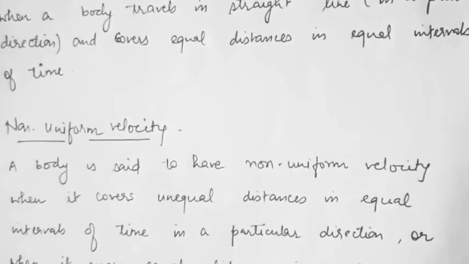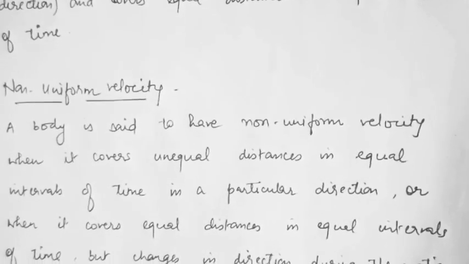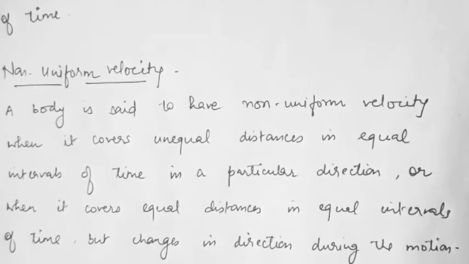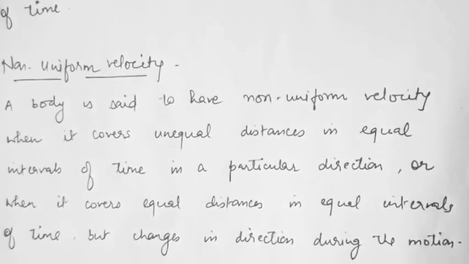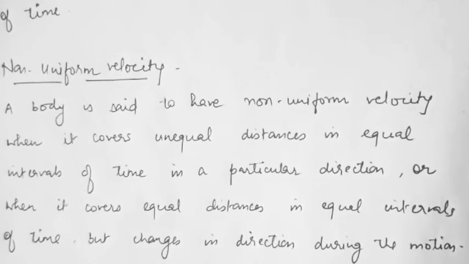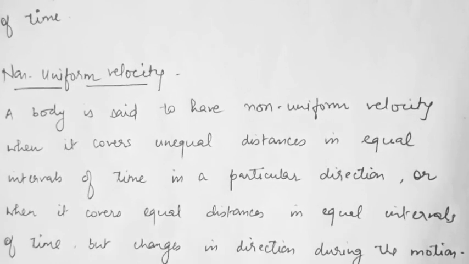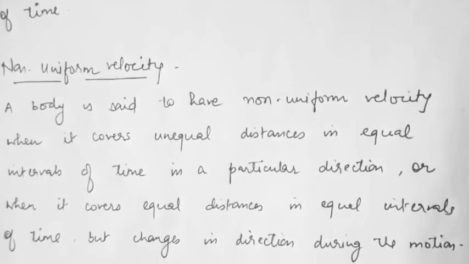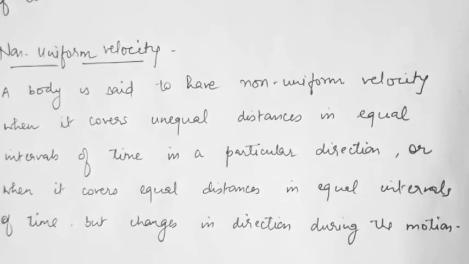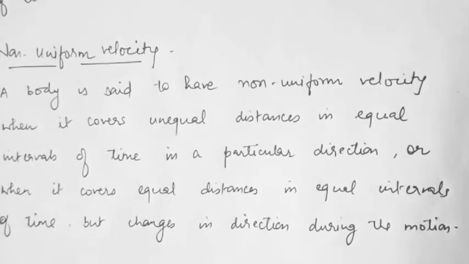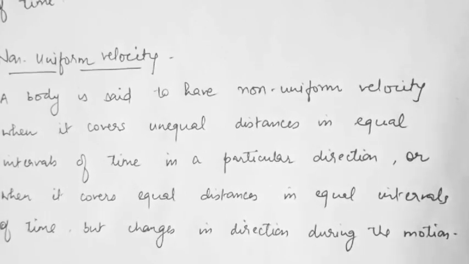So in uniform velocity, a body travels in a straight line in a particular direction and covers equal distances in equal intervals of time. Whereas a body is said to have non-uniform velocity when it covers unequal distances in equal intervals of time, or when it covers equal distances in equal intervals of time but the direction is not the same. So it will have non-uniform velocity. Why? Because the velocity is changing.